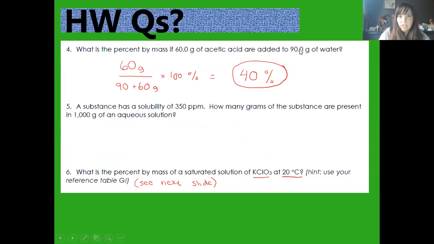One thing to note is sometimes it's easy to forget about the solution mass being in the denominator as opposed to just the solvent. You want the whole solution's mass down there. So that will be the solvent plus the solute. So that'll change your numbers.